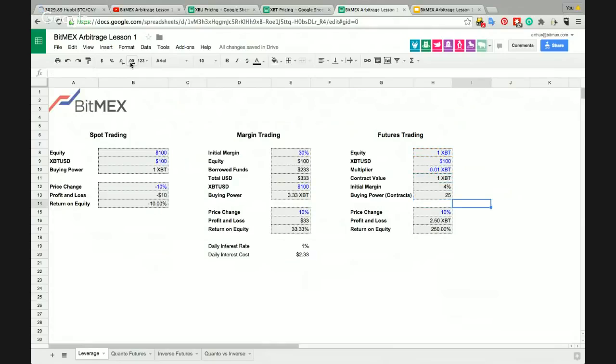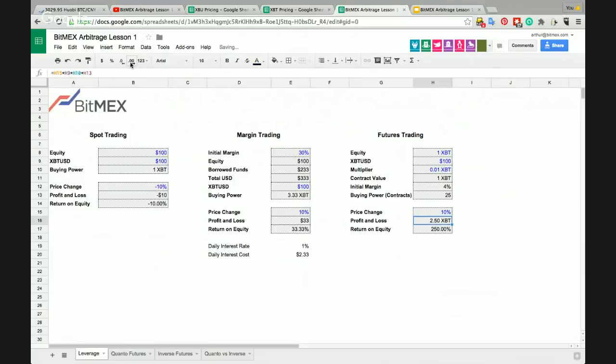Now, assume that we have the same 10% price change. If you look here, we've made 2.5 Bitcoin on our 1 Bitcoin, or a 250% return on equity. So because of the higher leverage, you're able to generate higher returns. However, you also can generate higher losses. So you actually will lose 100% of your money if the price goes down 4%, or the amount of money that you placed into the contract.